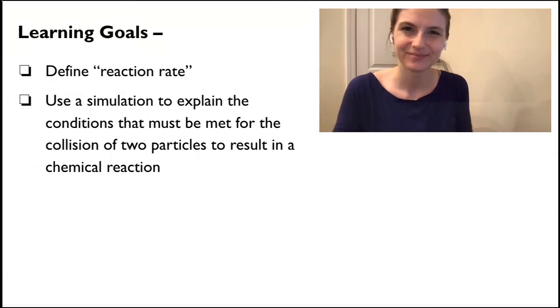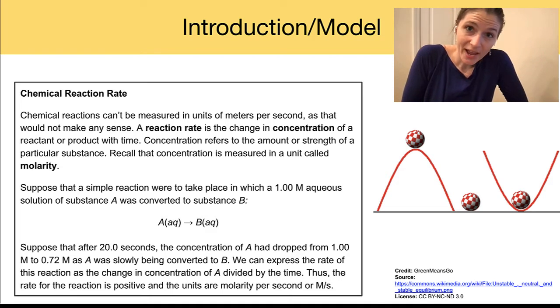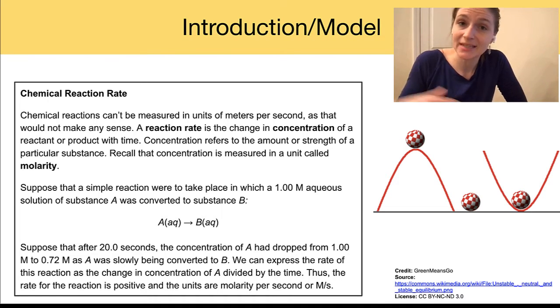Let's go. A reaction rate is the change in concentration of a reactant or product with time. A rate is always a change over time, right? The speedometer in your car that measures how fast you're going in miles per hour is giving you a rate. Now, for a chemical reaction, you're not measuring the speed in distance. Instead, you're measuring the speed in how much product is being made in a given amount of time.